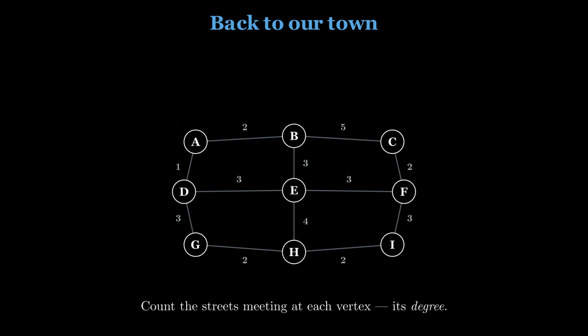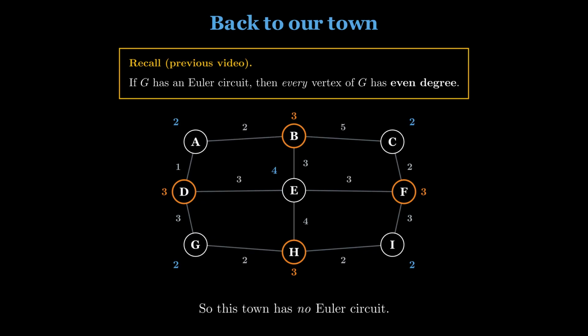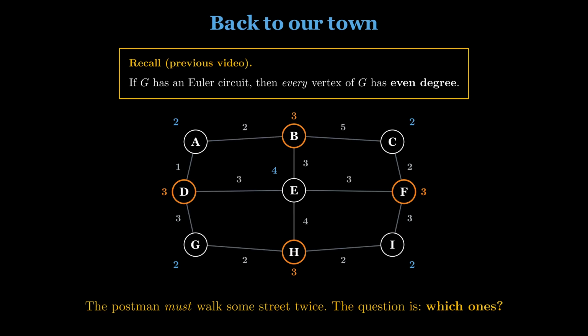Back to our town. Count the streets meeting at each vertex, its degree. 4 vertices, B, D, F, and H, have odd degree 3. But an Euler circuit forces every degree to be even. So this town has no Euler circuit. The postman must repeat some street. The question is which ones.